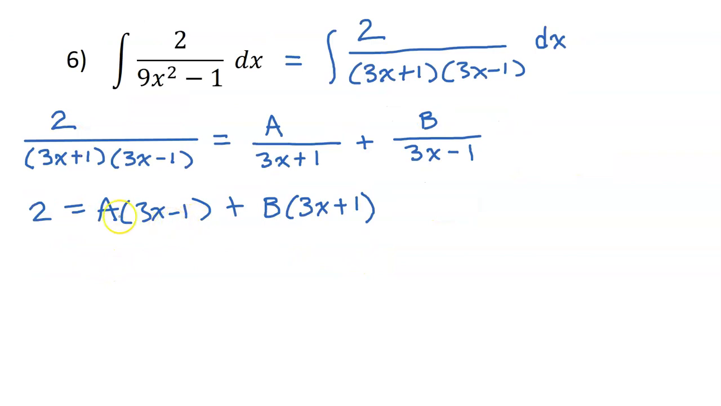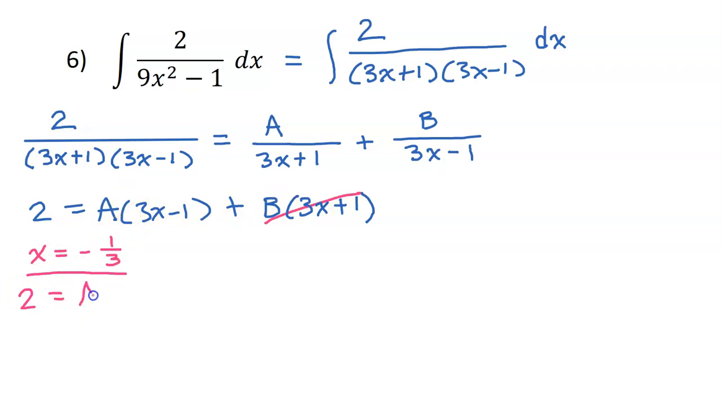There is more than one way to solve for A and B. But when we have linear factors like 3x plus 1 and 3x minus 1, it is usually easiest to pick a value of x that will cancel out one term at a time. For example, if we set 3x plus 1 equal to 0 and solve, we get negative 1/3. That means if we let x equal negative 1/3, 3x plus 1 will equal 0. So this term will be canceled out. That leaves us with 2 on the left side of the equation.